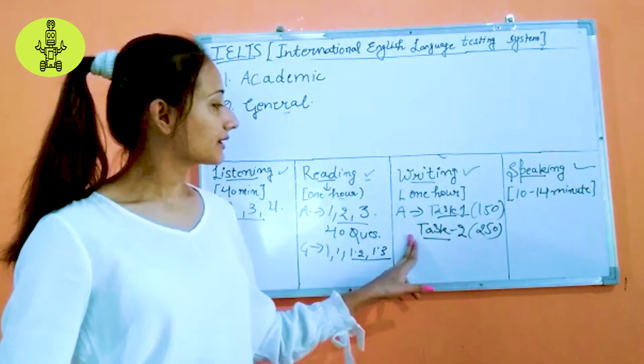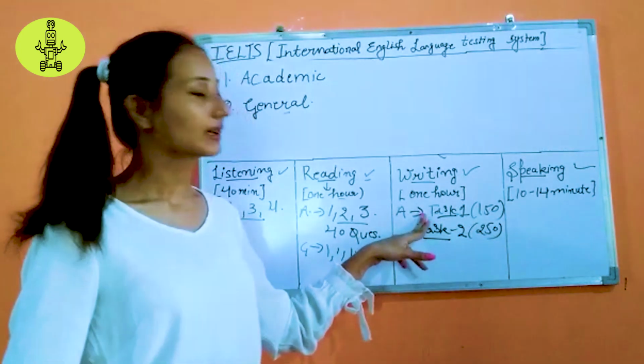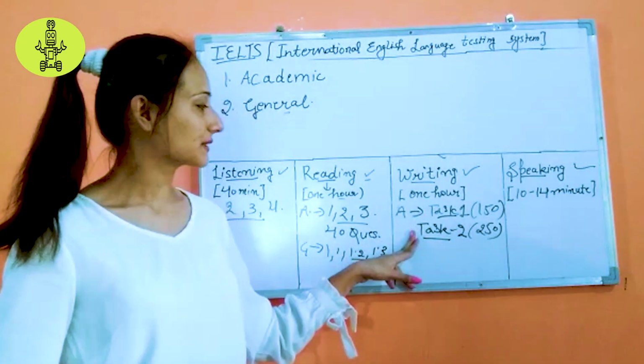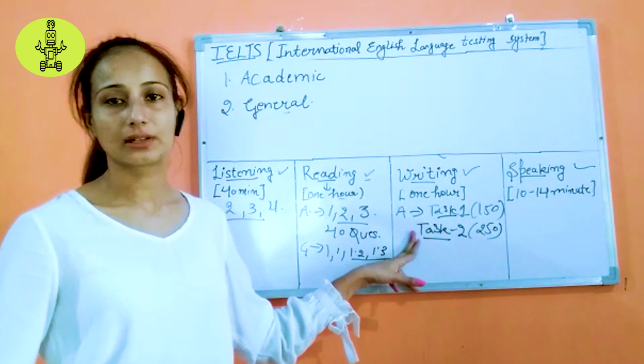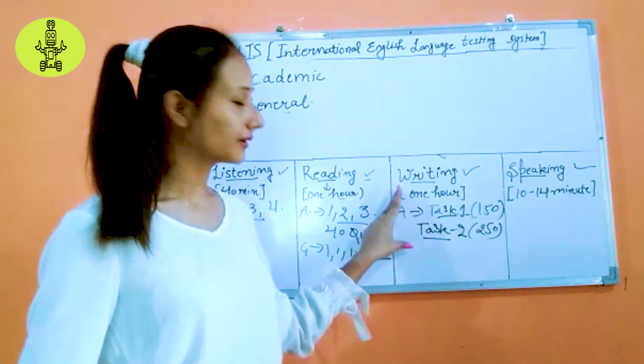Exactly, your task 2 is much worthier as compared to task 1. Task 1 is only of 3 bands, whereas task 2 is of 6 bands. So you need to focus more on task 2. This is all about your academic writing.